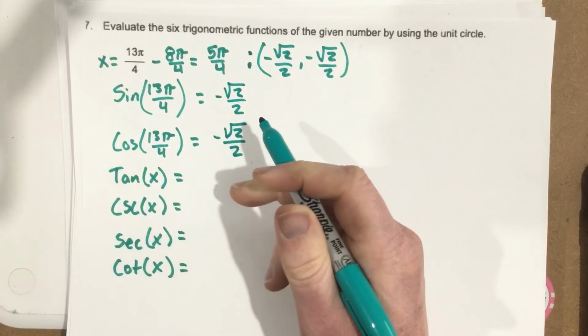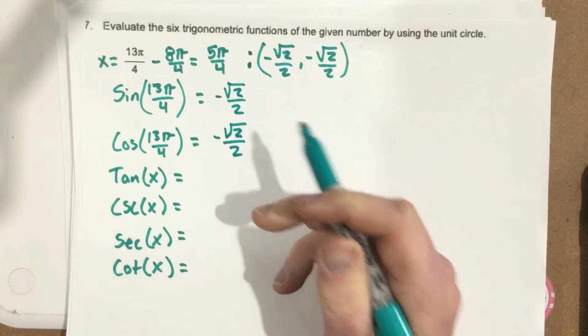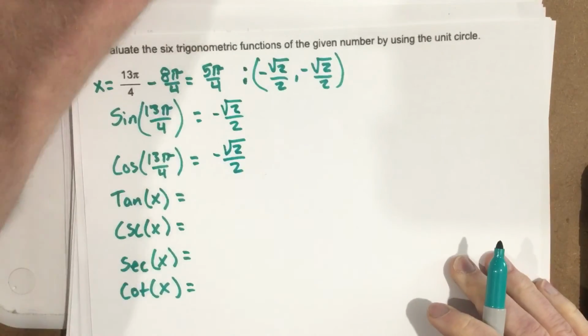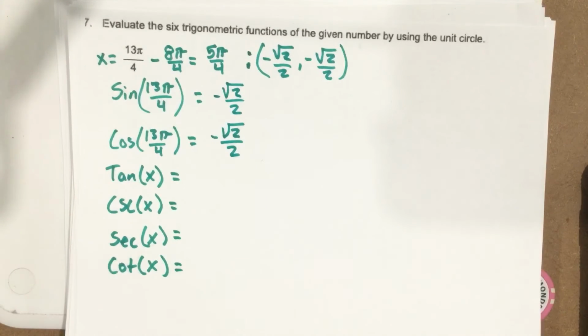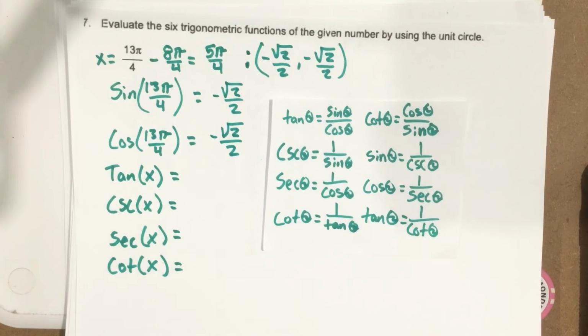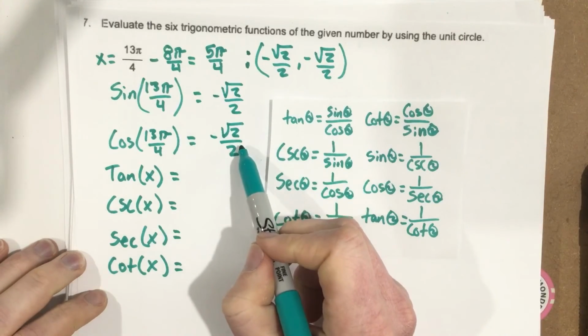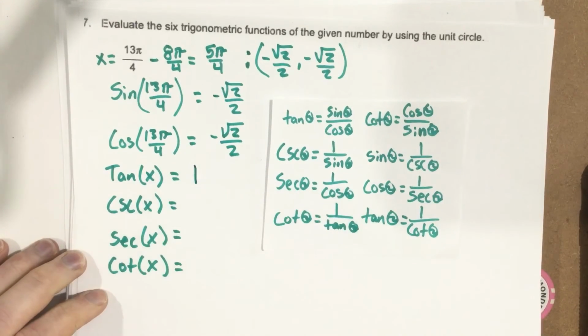Tangent is, if we go back to our identities, tangent is sine over cosine. If you take sine divided by cosine, they're the same thing, so tangent is going to be 1.